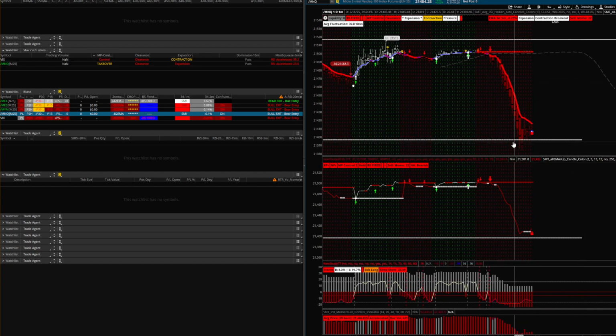And it comes right to the point of the prior session, right? And the current session open. And look, it rejects, and the bodies are just right there. The bodies of the candles just right there.